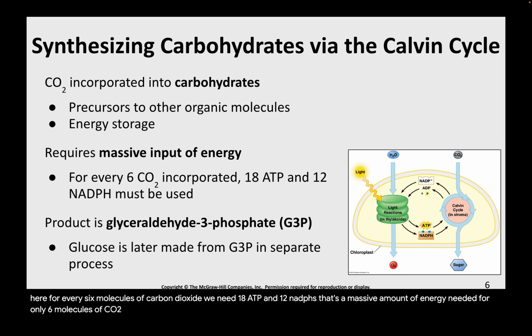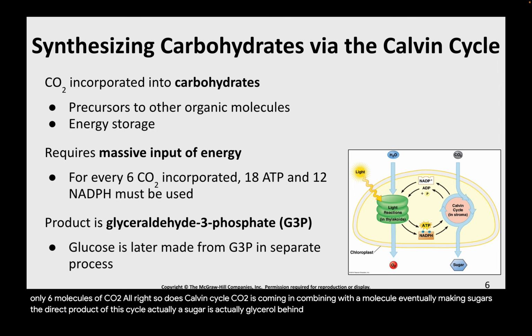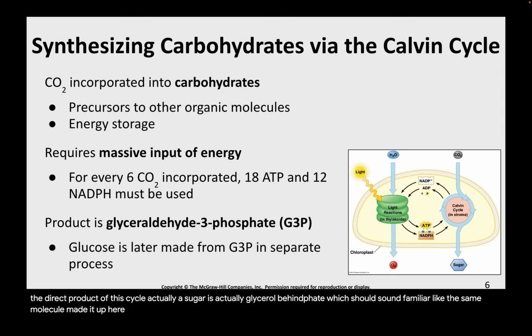All right, so in this Calvin cycle, CO2 is coming in, combining with a molecule, eventually making sugars, right? The direct product of this cycle isn't actually a sugar. It's actually glyceraldehyde 3-phosphate, which should sound familiar, right? The same molecule made an appearance in glycolysis. That is the direct product, and then once this product is made, there's an extra step to turn it into glucose.